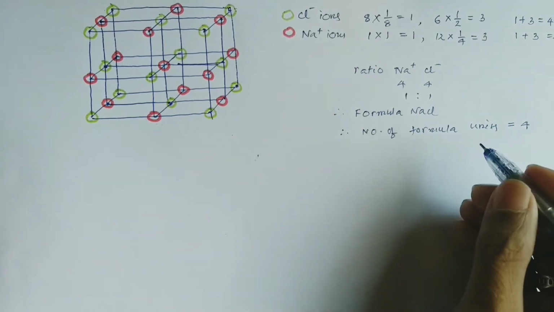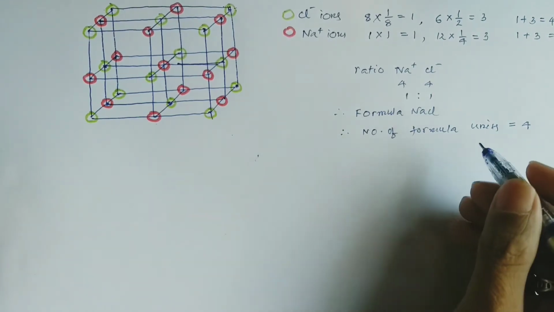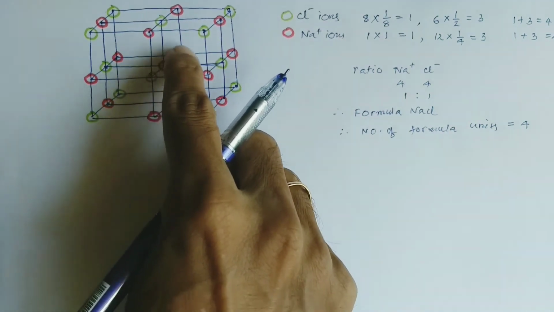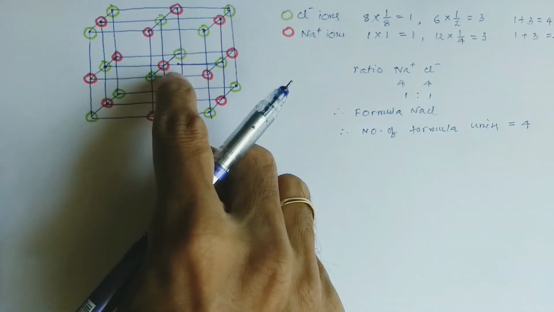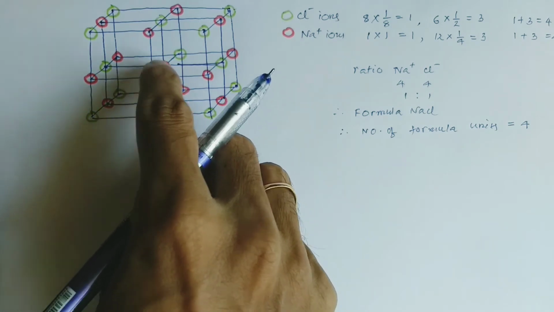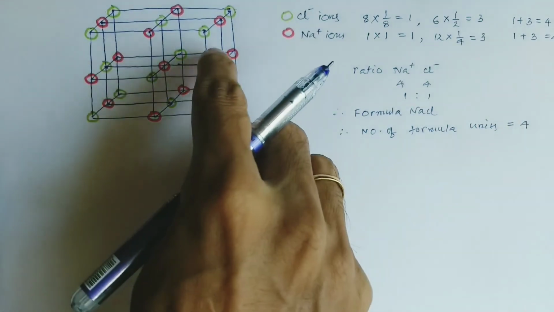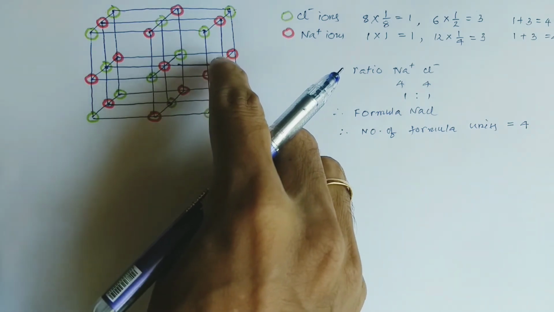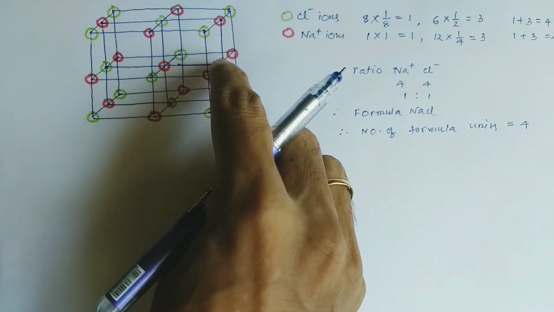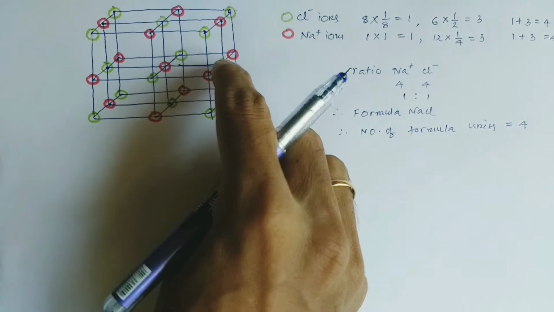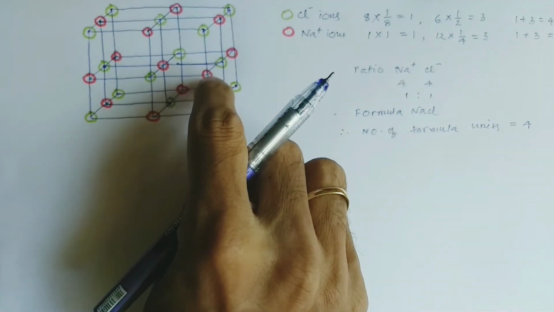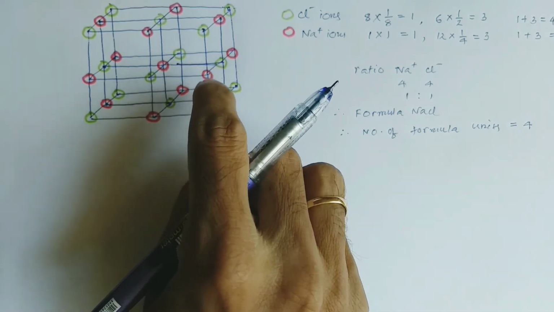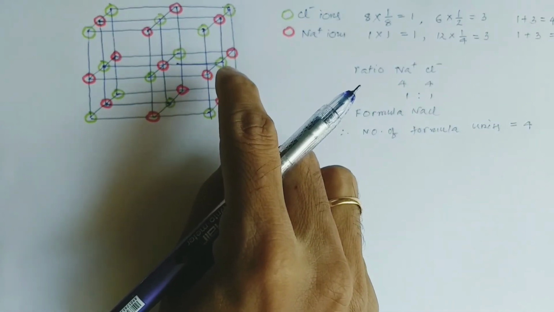Right? Now what is the coordination number? Here each Na plus ion is surrounded by 6 Cl minus ions. 1, 2, 3, 4, 5, 6. So the number of oppositely charged ions around each ion is known as coordination number. Similarly, each Cl minus ion is also surrounded by 6 Na plus ions.